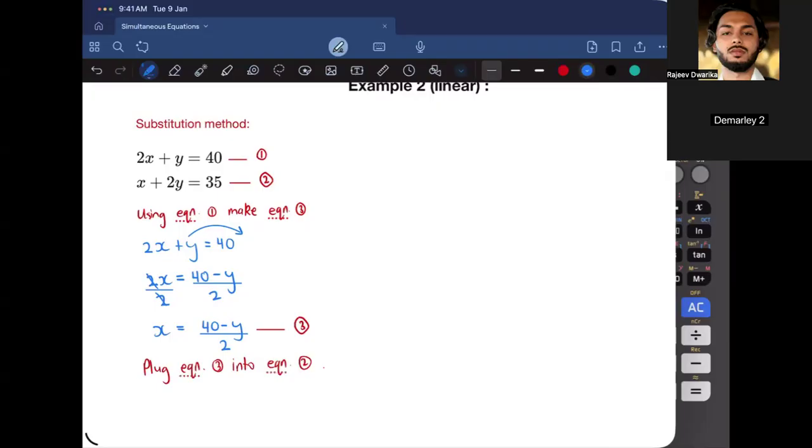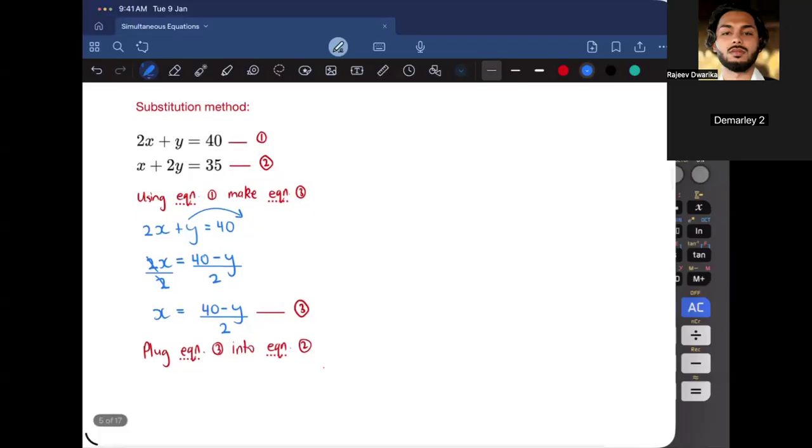So anywhere I see x, I'm going to write what? 40 minus y over 2. Don't forget to put brackets. We're being extra safe here. You're probably wondering why I'm telling you to put brackets. What if you had something on the outside? Let's say instead of x over here, you had 4x. Then wouldn't it be 4 times 40 minus y all over 2? Yes or no? Yes. So you need to put your brackets. It doesn't look important, but it's very important.